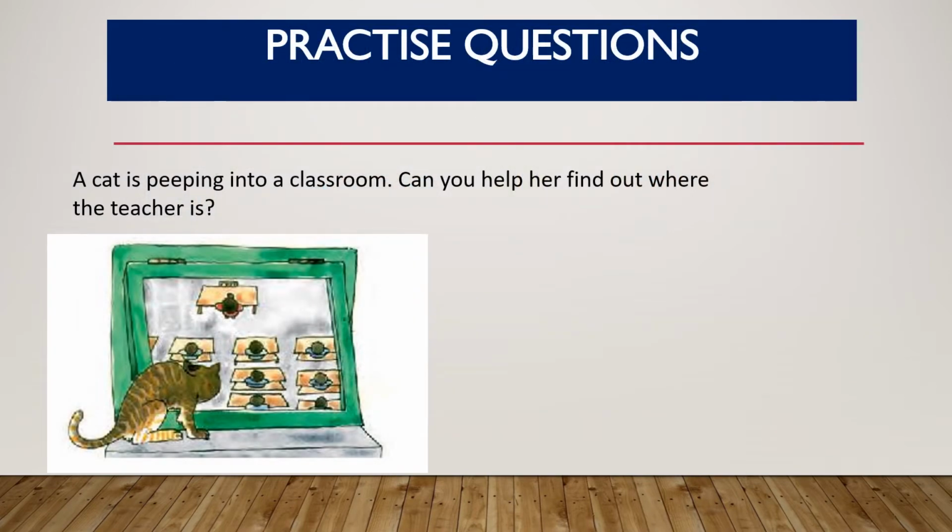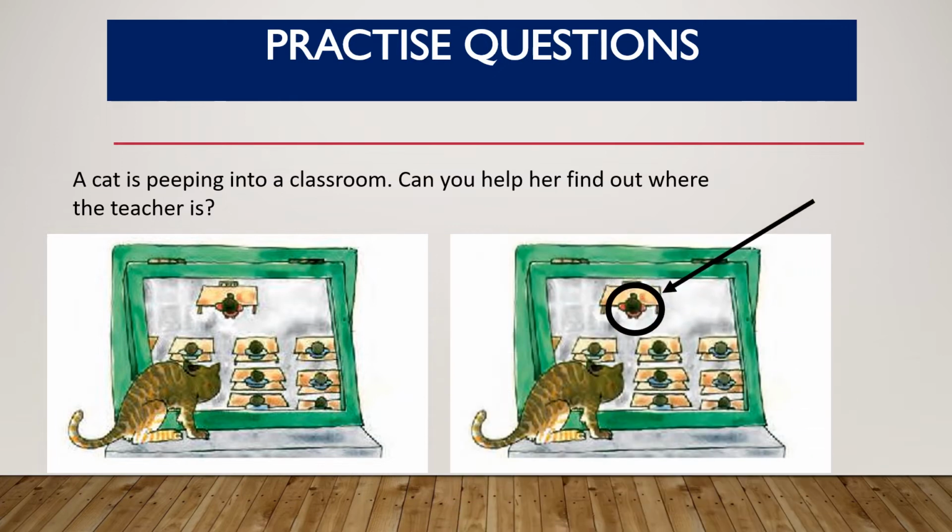Now let us practice some questions on the concept we just learned. Can you help this cat locate the teacher of the class? Well, this is the teacher. We can see that the image is from the point of view of the cat, that is, from the top view.